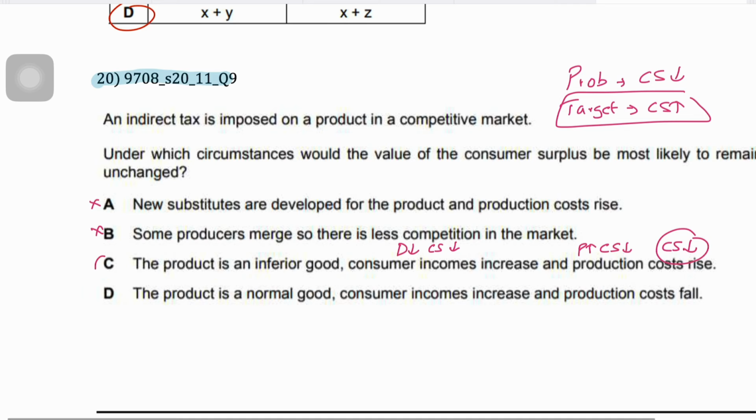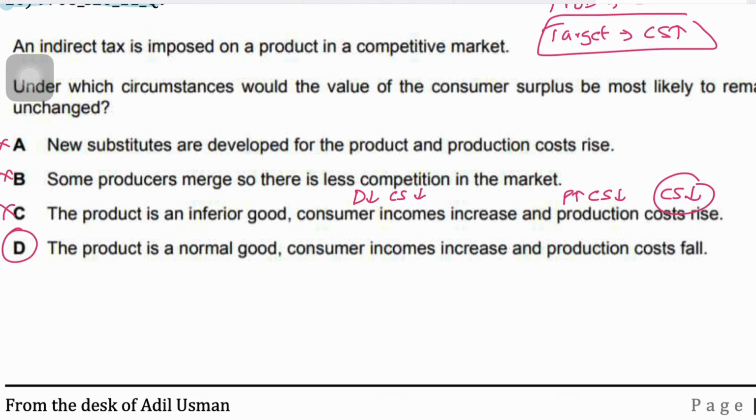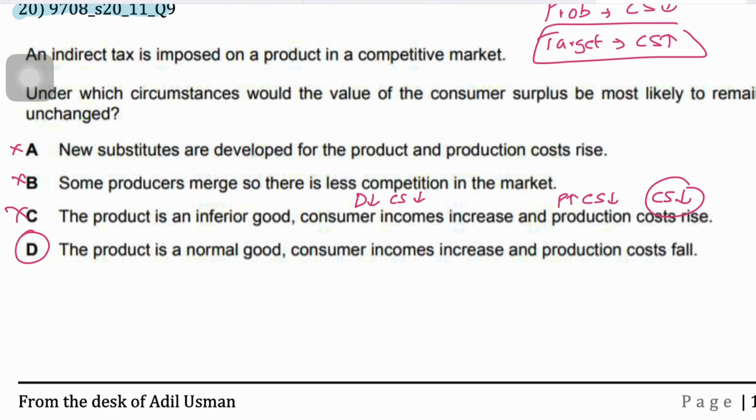So option C is correct. That leaves us with option D only. Hence, option D is the correct answer. But let's see why option D is the correct answer. Option D says the product is a normal good, consumer incomes increase and production costs fall.